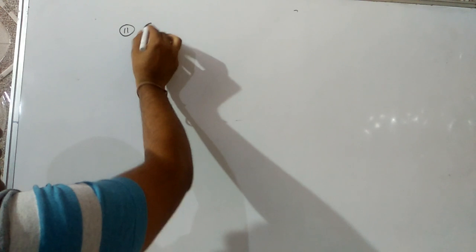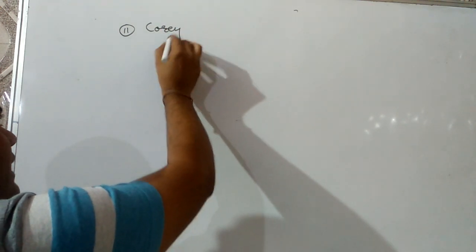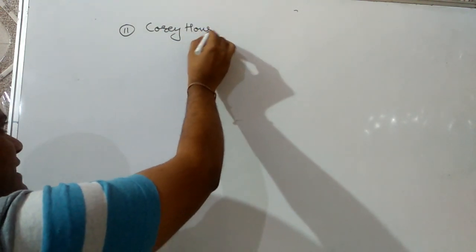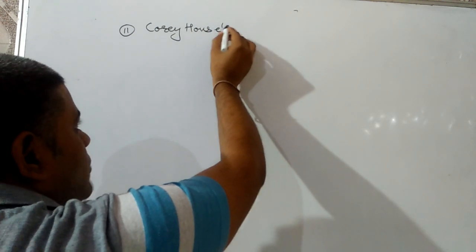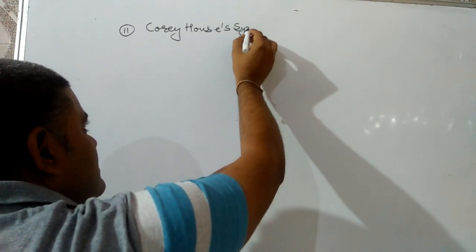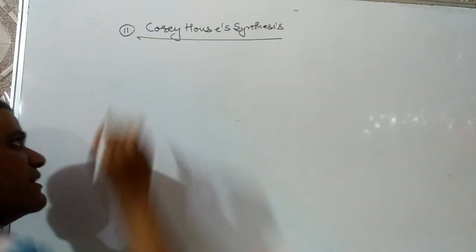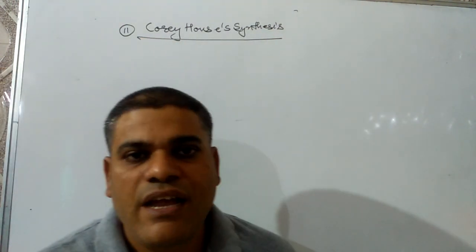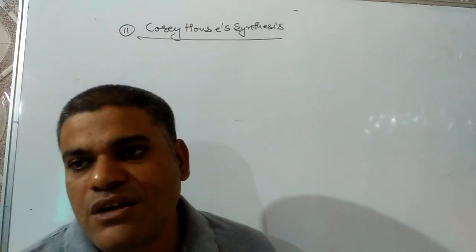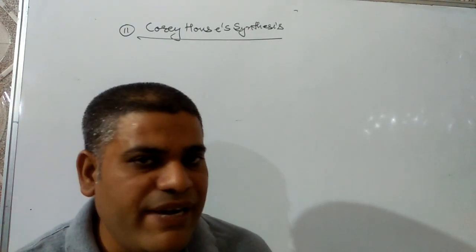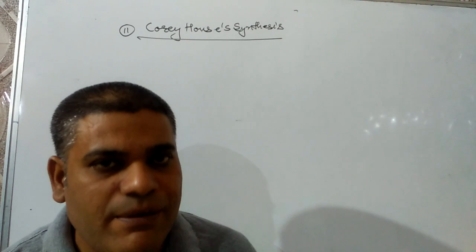Then a second method is generated by which we can produce the unsymmetrical alkane in good amount, and that method is known as Corey-House synthesis. Very important method, this one, for objectives particularly. Corey-House synthesis is used for preparation of unsymmetrical alkane or alkane with odd number of carbon atoms.